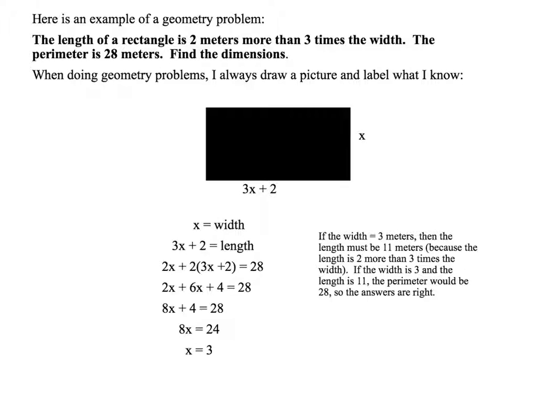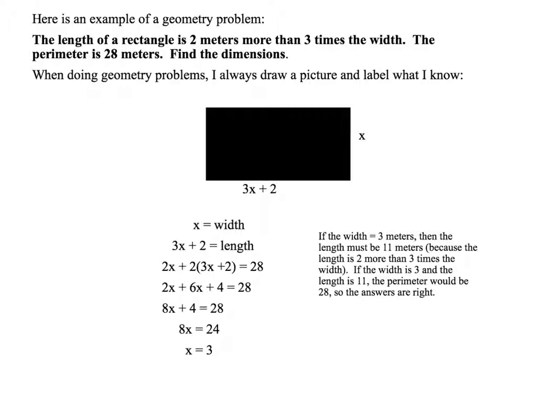Here is an example of a geometry problem that you might see. The length of a rectangle is 2 meters more than 3 times the width. The perimeter is 28 meters. Find the dimensions. As I said, when doing geometry problems, I always draw a picture and label what I know.